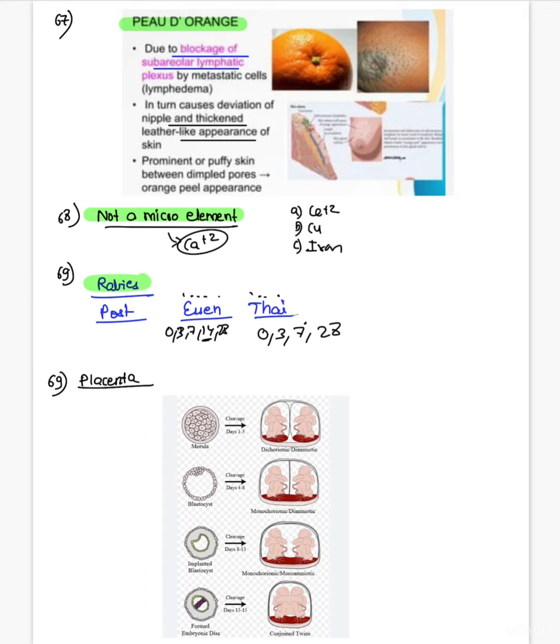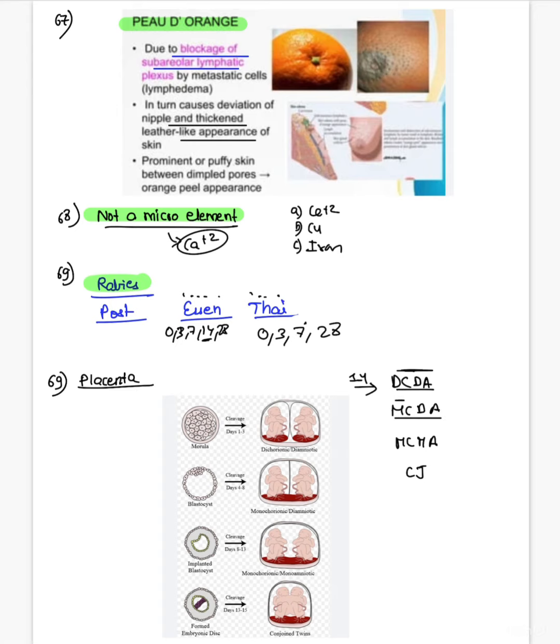Then the next question they ask you is about the placenta, that is, on which day which placenta will be formed. So remember, guys, first of all we have dichorionic diamniotic, then monochorionic diamniotic, then monochorionic monoamniotic, then conjoined twins. This depends on when there is cleavage. If there is cleavage on day 1 to 4, that is dichorionic diamniotic.